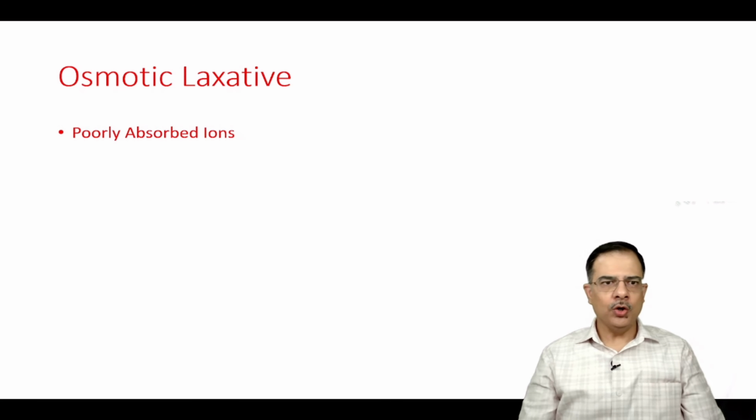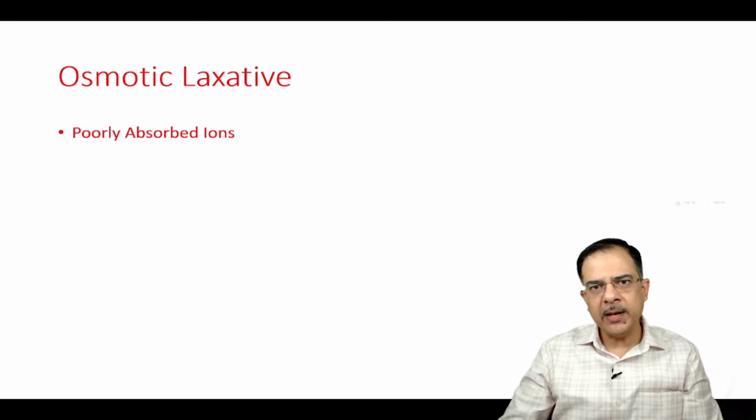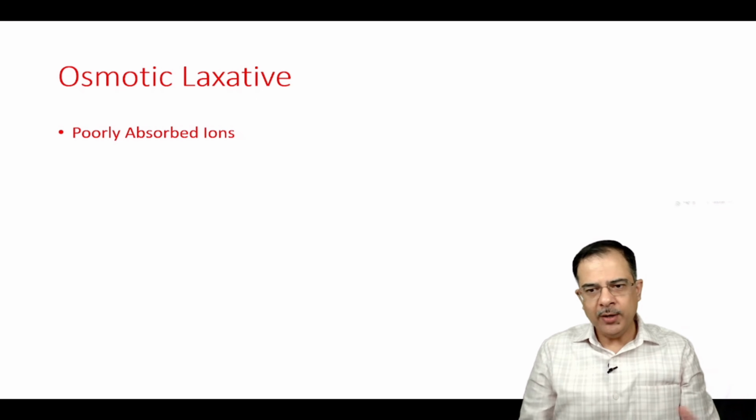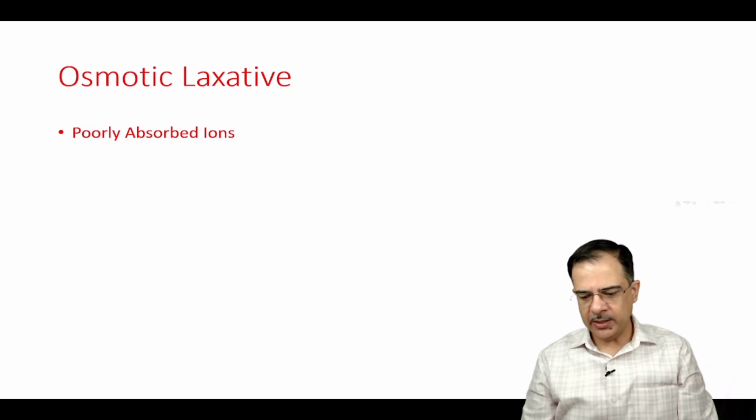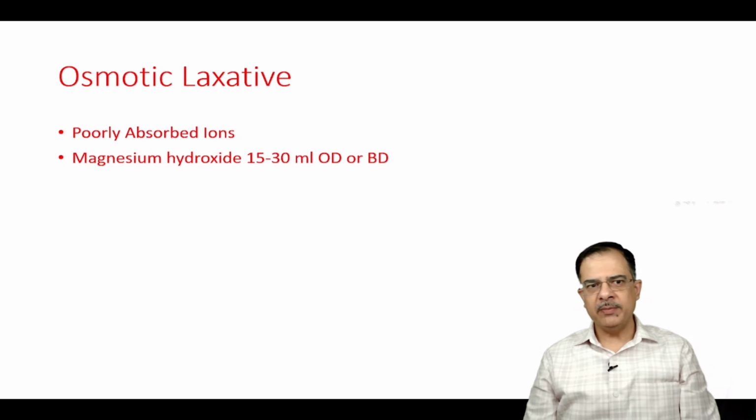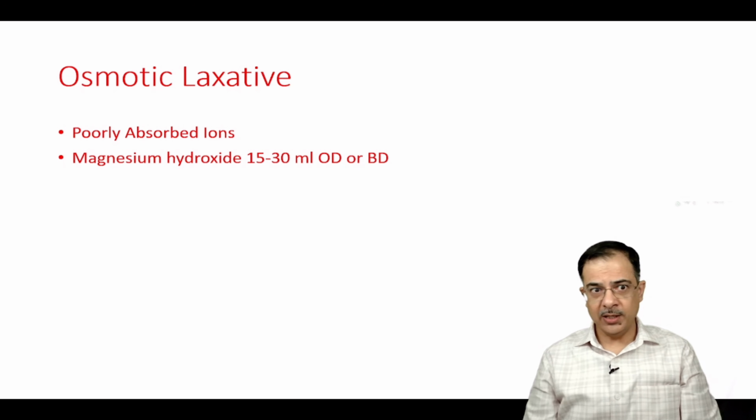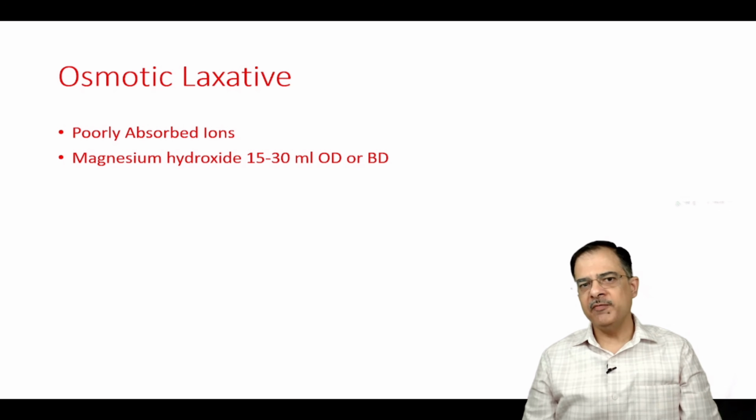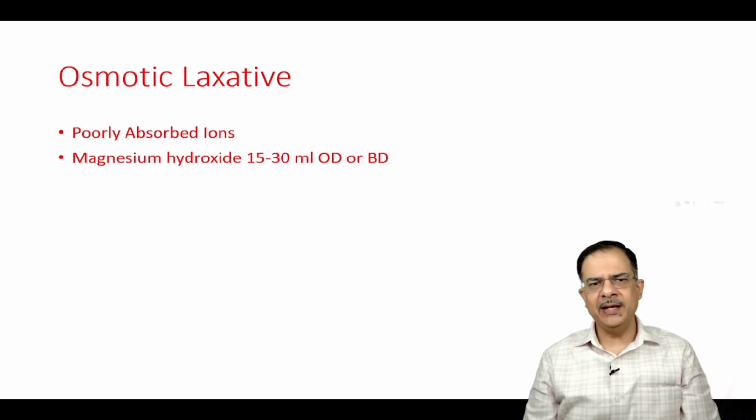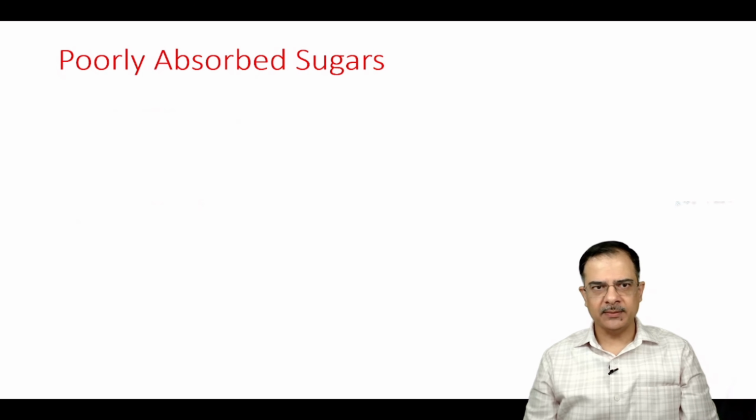Osmotic laxatives. Osmotic laxatives are either poorly absorbed ions or poorly absorbed carbohydrates. So they draw water inside them and then lead to relief of constipation. One of them is a magnesium salt, like milk of magnesia. You must have heard of the white colored liquid. It should be taken 15 to 30 ml once or twice a day. It produces stool movement within 6 hours.